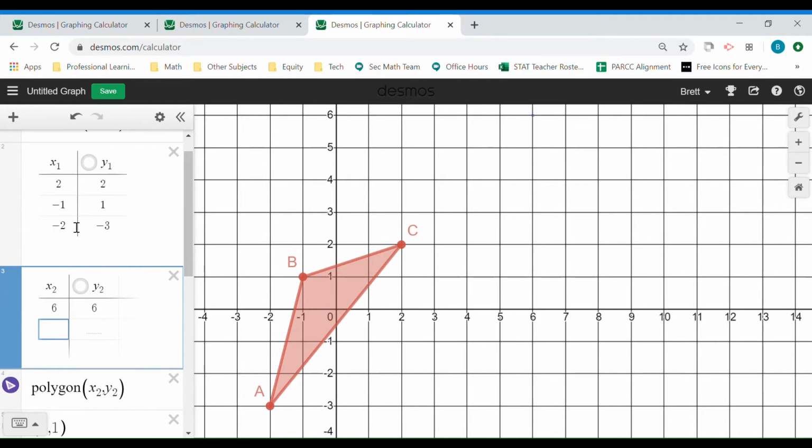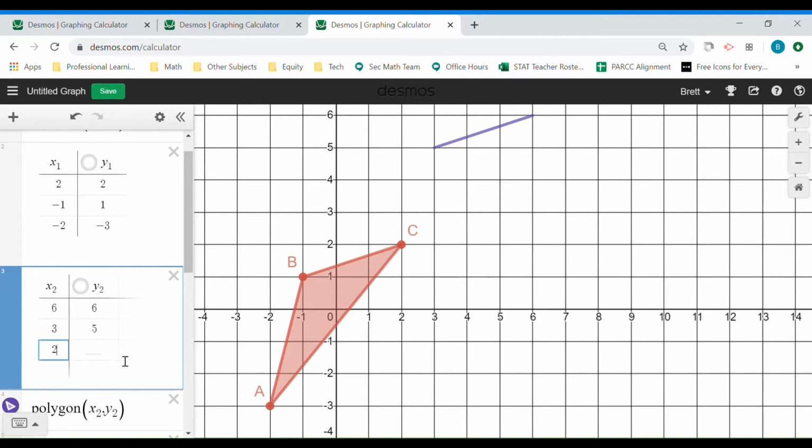Now let's try -1, 1. If I add 4 to -1, I get 3. If I add 4 to 1, I get 5. And then last but not least, if I add -2 and 4, I get 2. And -3 and 4, I get 1. And here is my new shape, the transformation of the red shape by adding 4 to the x and y coordinates. So again, how are these shapes the same? How are these shapes different? What has changed about this shape? What has transformed?